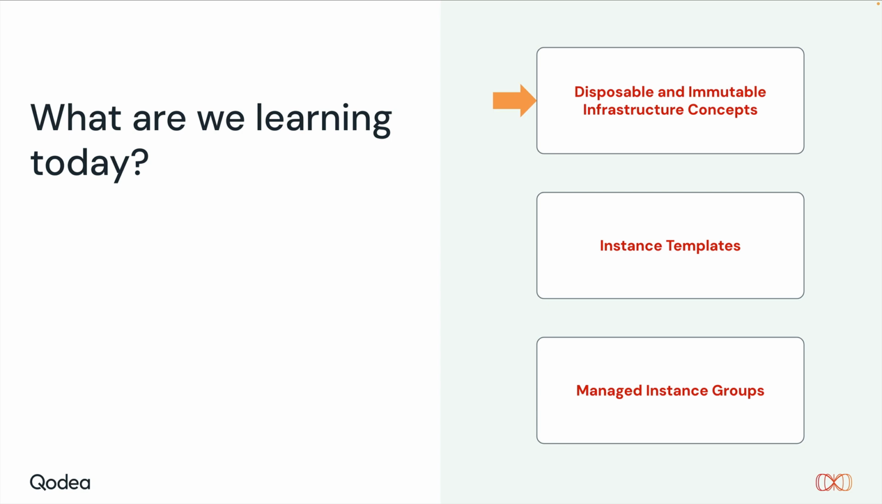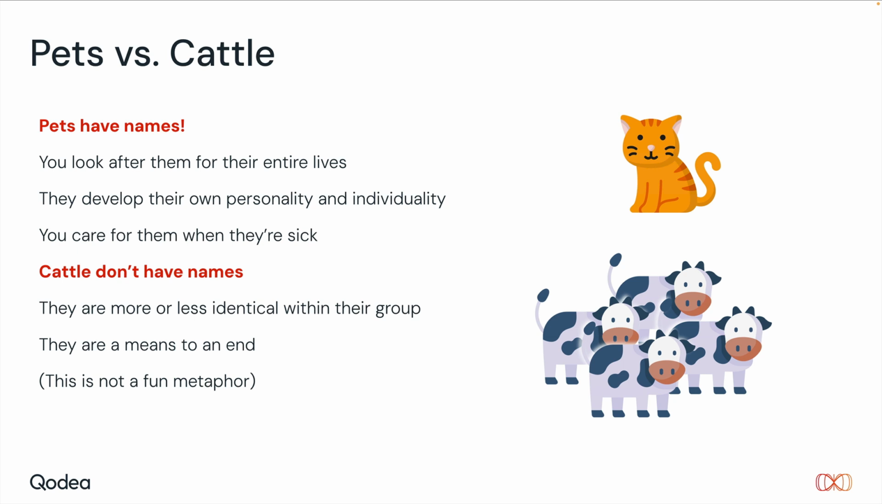So, a lot of the best practices we will learn as cloud engineers will be based around the concept of disposable infrastructure. Let's explain what we mean by that. One of the metaphors that's often used to help illustrate the argument for disposable infrastructure is pets versus cattle, although it's a little bit of a blunt analogy. Pets are essentially individuals that you care for. They have names, usually cute names. You look after them for their entire lives because you care about them, and they develop their own personality and individuality. Importantly, you care for them when they're sick.